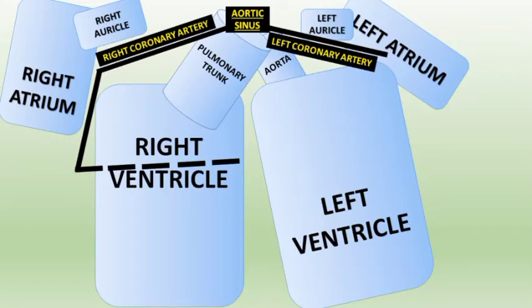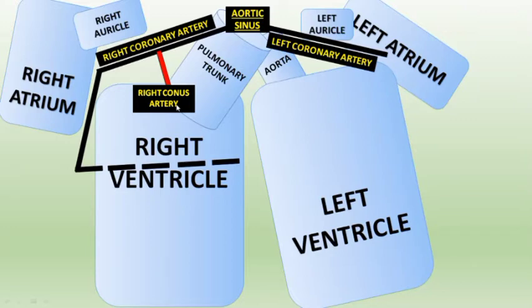The right coronary artery has many branches. Let's see the first branch. The first branch is the right conus artery. The right conus artery supplies the pulmonary conus, which is the infundibulum of the right ventricle. This is the pulmonary conus, and it also supplies a part of the upper part of the right ventricle.